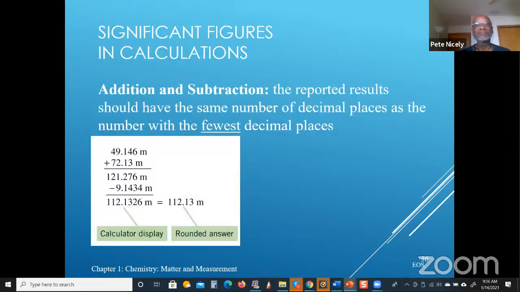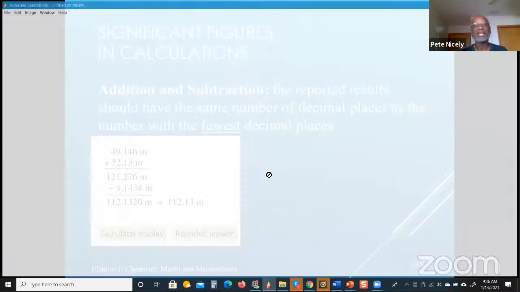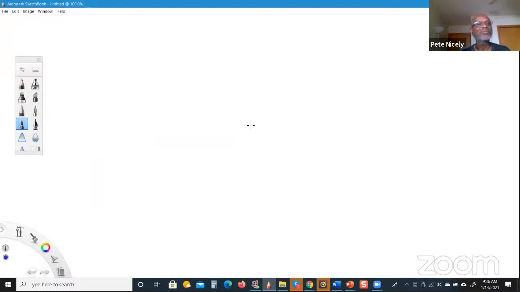So this begs the question, how do you deal with a combination of such mathematical operations? I'm just going to create an arbitrary example here. I don't know what the answer is, but I'll show you how to get to it. Okay, so let's say you were given this problem.